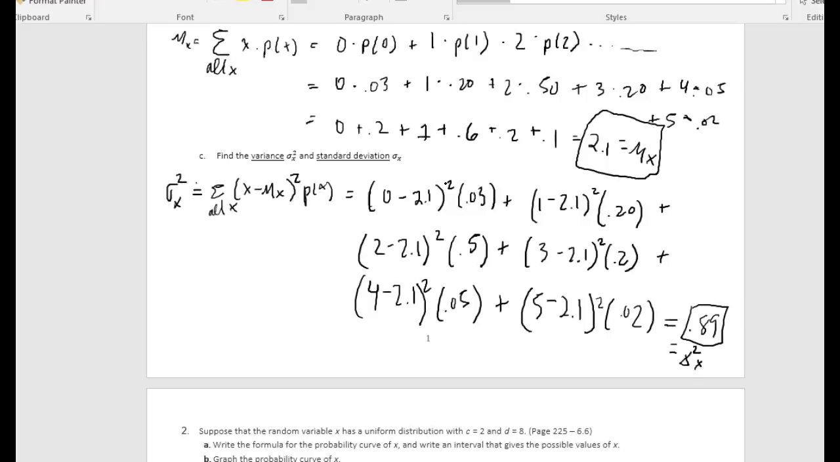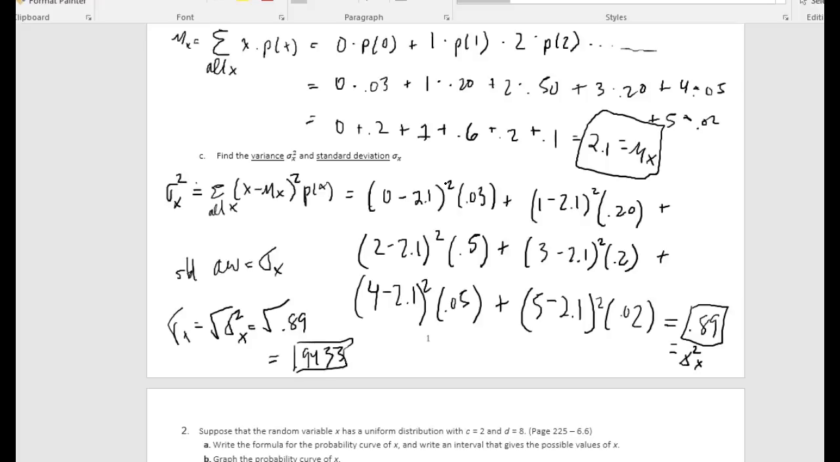So that's our variance. And now if we wanted the standard deviation, that's just sigma x. And so then sigma x, we know, is the square root of sigma squared x, which is just going to be the square root of 0.89, which is equal to 0.9433.